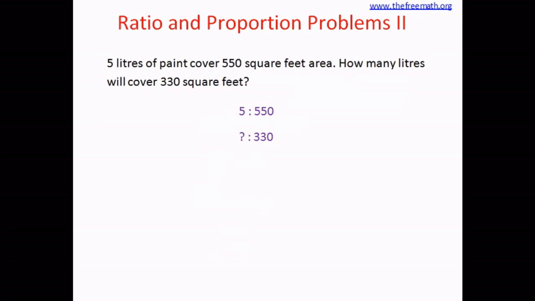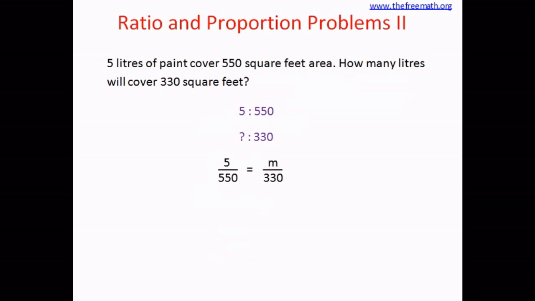So 5 liters can paint 550 square feet. How many liters can paint 330 square feet? These are the two ratios and they are in the same proportion. So let's write this in terms of fractions. 5 over 550 equals m over 330. M is a variable for the paint that will cover 330 square feet of area.